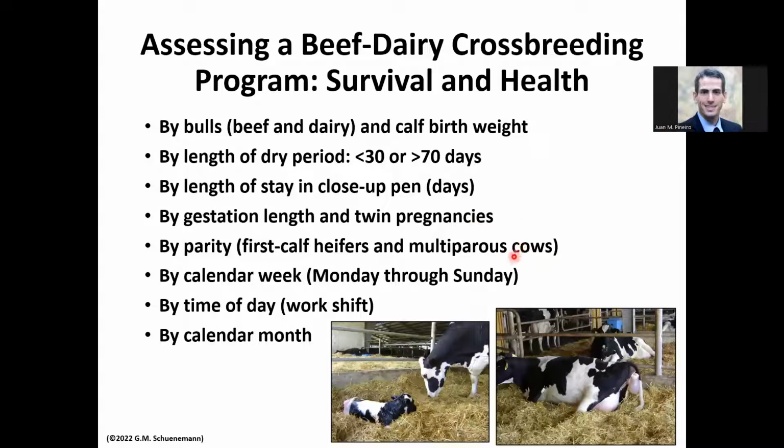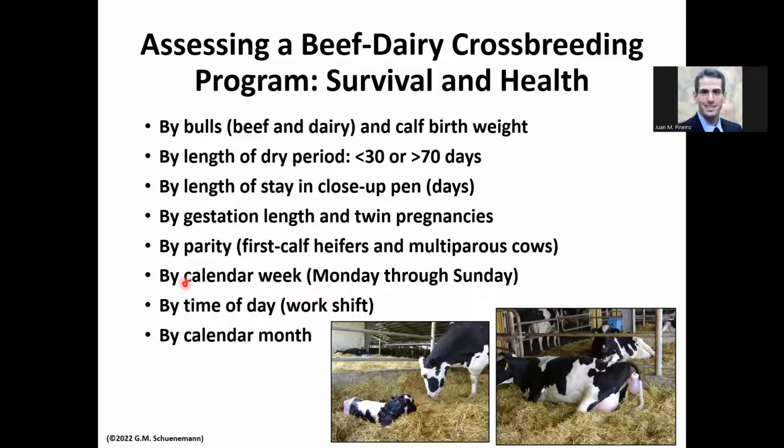Then we look at parity, and the most important comparison is just looking at first calf heifers and multiparous cows and how they perform. We don't see many farms using heifers. I personally think I visited only one, right? And I have a comment about this later. I don't see many of the farms using heifers, but I do see quite a lot in multiparous cows, right?